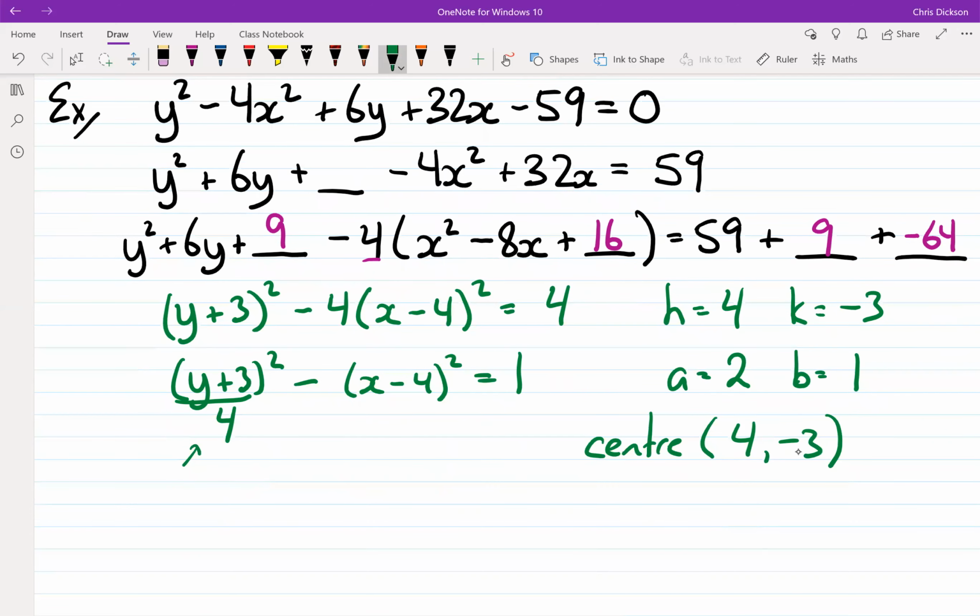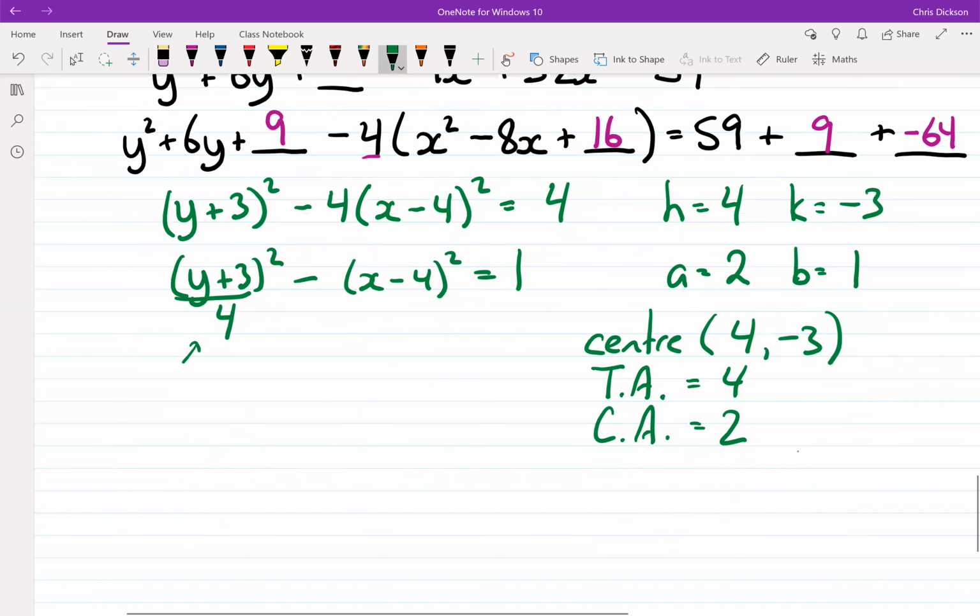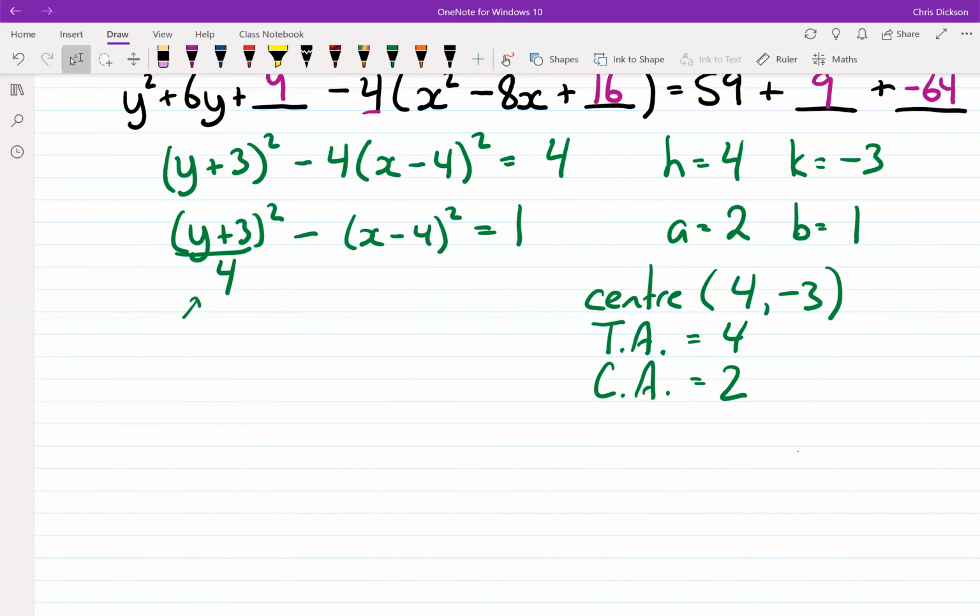What's the length of the transverse axis? The transverse axis here would be 2a, so that's 4. The conjugate axis would be 2b, so 2 times b, which is 2. And what else could we be asked here? How does it open, I guess? It opens up and down because the y term is positive, so it opens in an upward, downward direction.